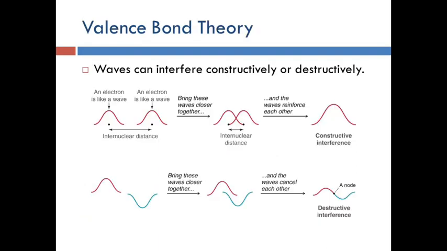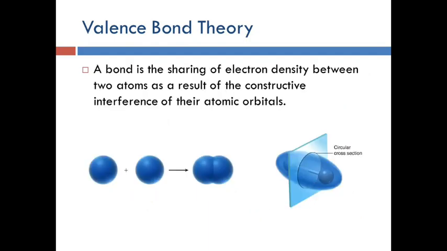Waves can interfere constructively or destructively. So if we have 2 waves that are in phase and they come together, they will add and reinforce each other. We call this constructive interference because it makes it bigger. If the waves are out of phase, and here we're using red to be one phase and blue to be another, then when you bring these 2 together, they cancel each other out. We call this destructive interference, and it becomes smaller.